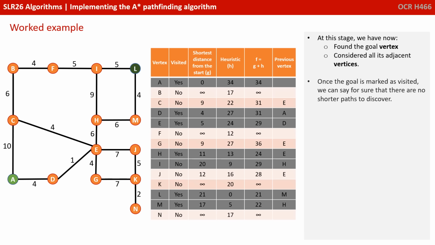At this stage, we've now found the goal vertex and we've considered all of its adjacent vertices. Once the goal is marked as visited, we can say for sure that there are no shorter paths to discover.